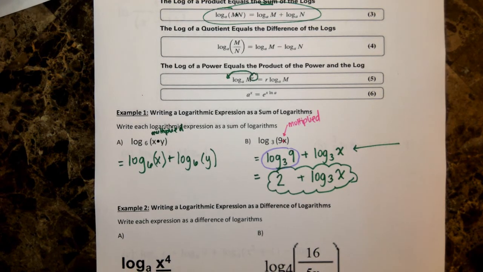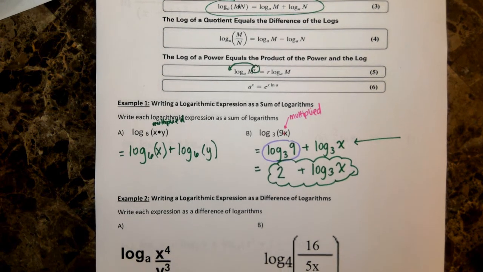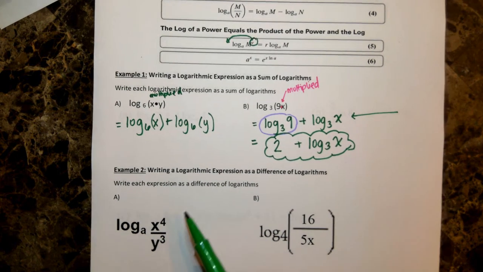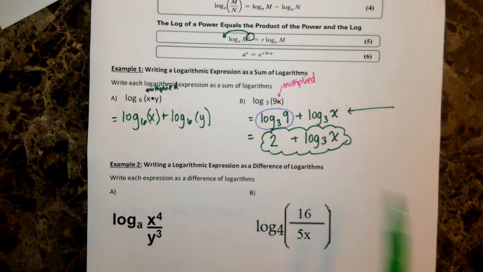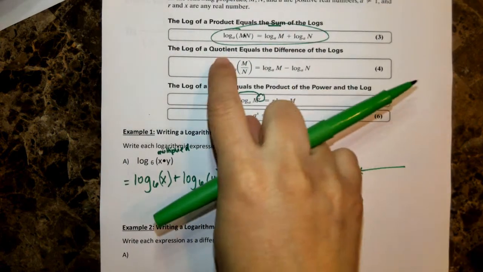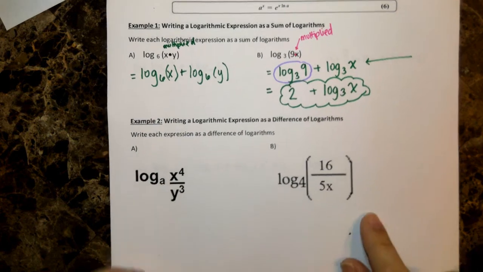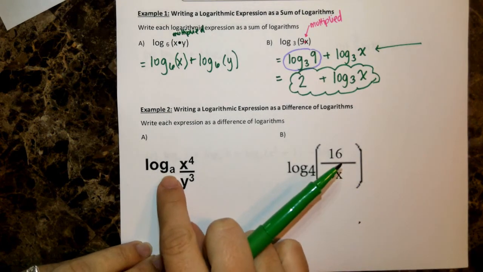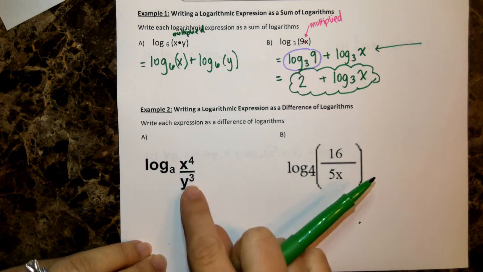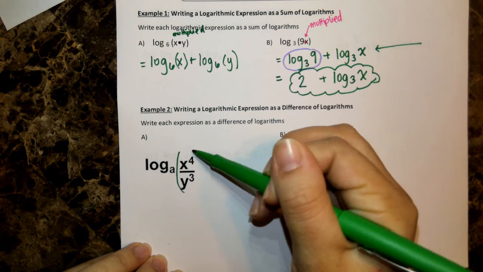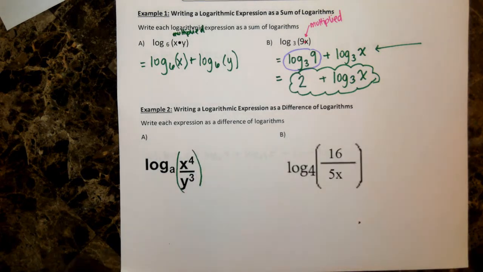All right, example number 2. This example says to rewrite each logarithm as a difference of logarithms. So we're probably going to be using the second property up here on top. So example number 2, part A, we are given log base A of x to the 4th power divided by y to the 3rd power. I'm going to go ahead and put some parentheses around here because all of this is inside the logarithm.